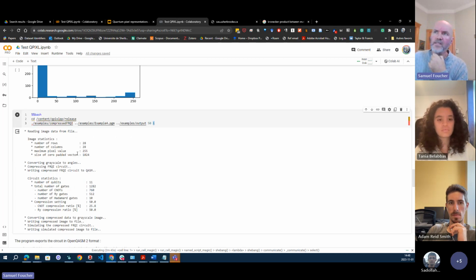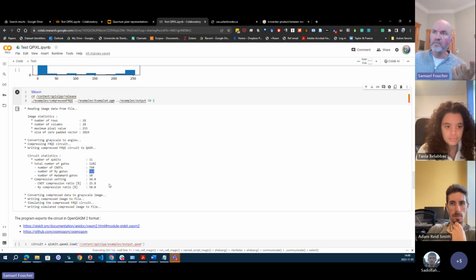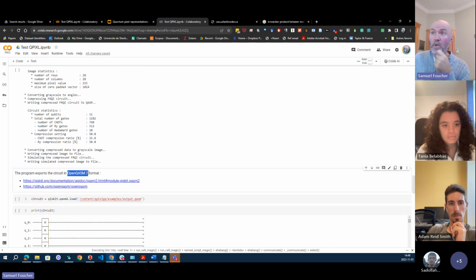So that gives you each time the statistics of your circuit. It's constructing the circuits for you. It's using 11 qubits, so 10 for positions plus 1 for grayscale. That gives you the total number of gates, CNOTs, RY, and your compression settings, and you get what I've shown in the slide, the compression ratio for each type of gates. They're using a format that I didn't know. It's called the OpenQASM 2 format, which is a way to encode circuits that is compatible with Qiskit.